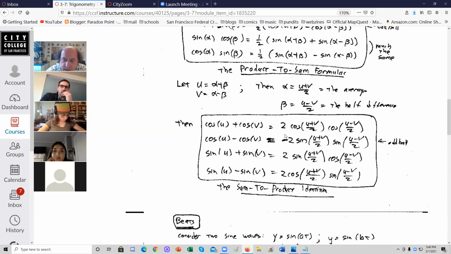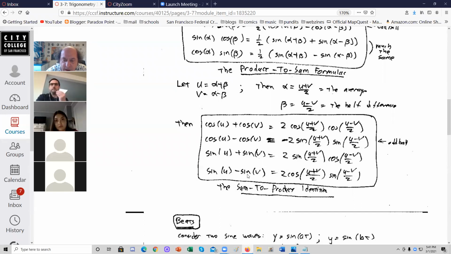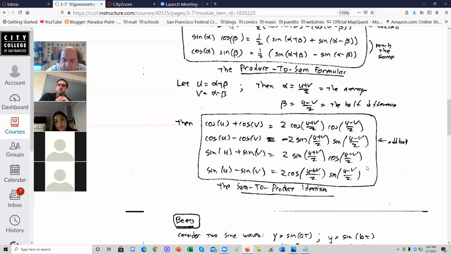Again, we have a minus here, which makes this particular identity the oddball. Sine u plus sine v is 2 sine of the average, cosine of the half difference. Sine u minus sine v equals 2 cosine of the average, sine of the half difference. These are the sum to product identities.